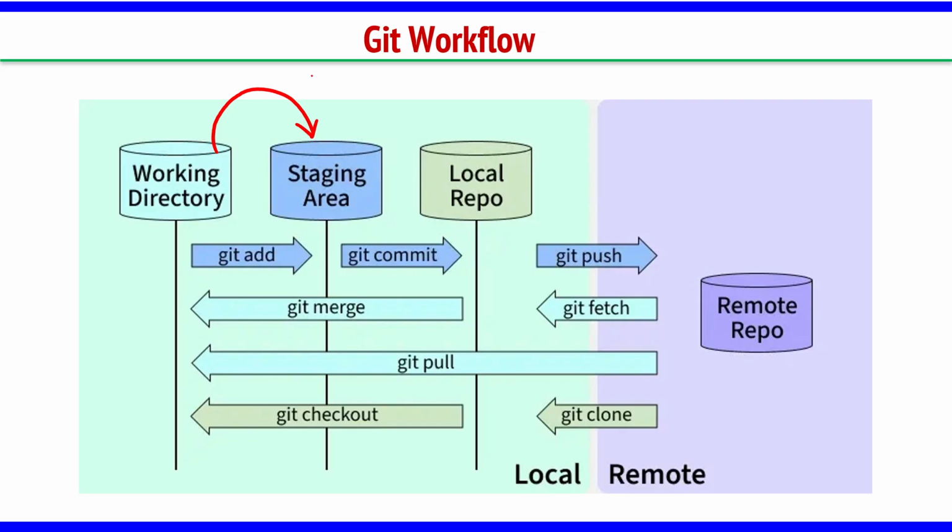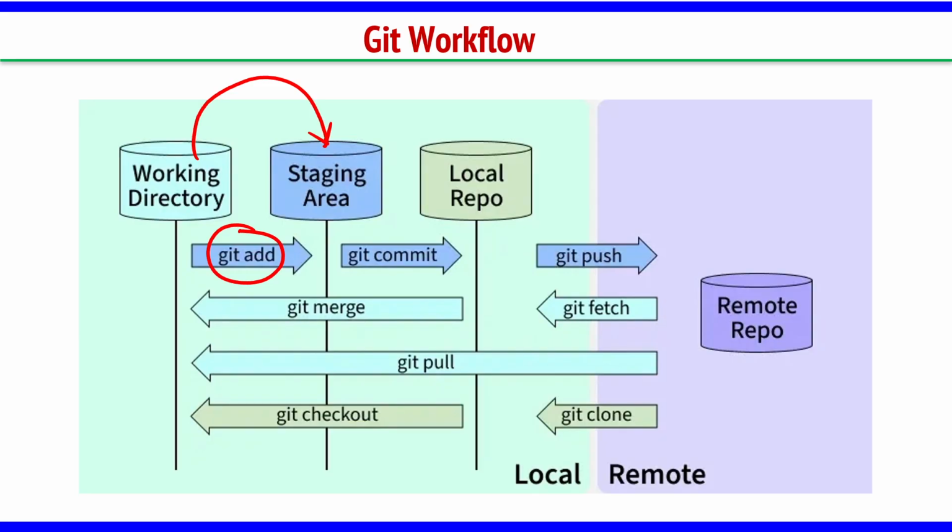This is a temporary storage area, so you can select what changes you have made. To put that code from your local working directory to the staging area, the command is add. The command we use is git add and the file name. We will discuss the commands later. Basically, in simple terms, we use this command to add that code from my working directory to the staging area.